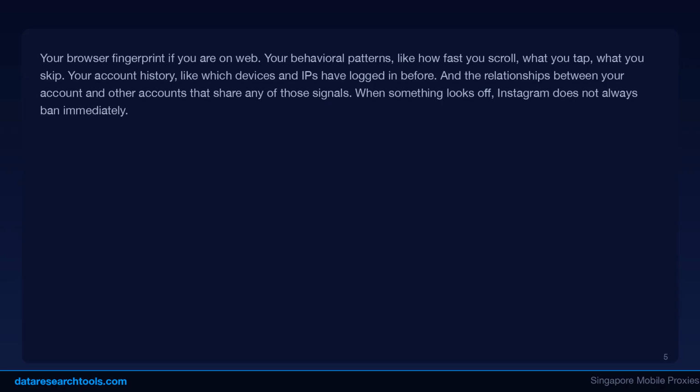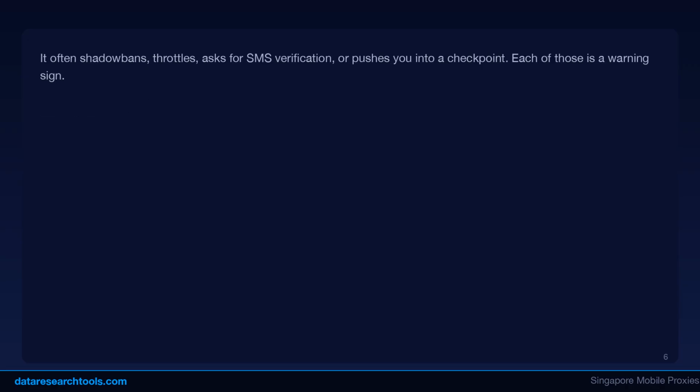When something looks off, Instagram does not always ban immediately. It often shadow bans, throttles, asks for SMS verification, or pushes you into a checkpoint. Each of those is a warning sign.